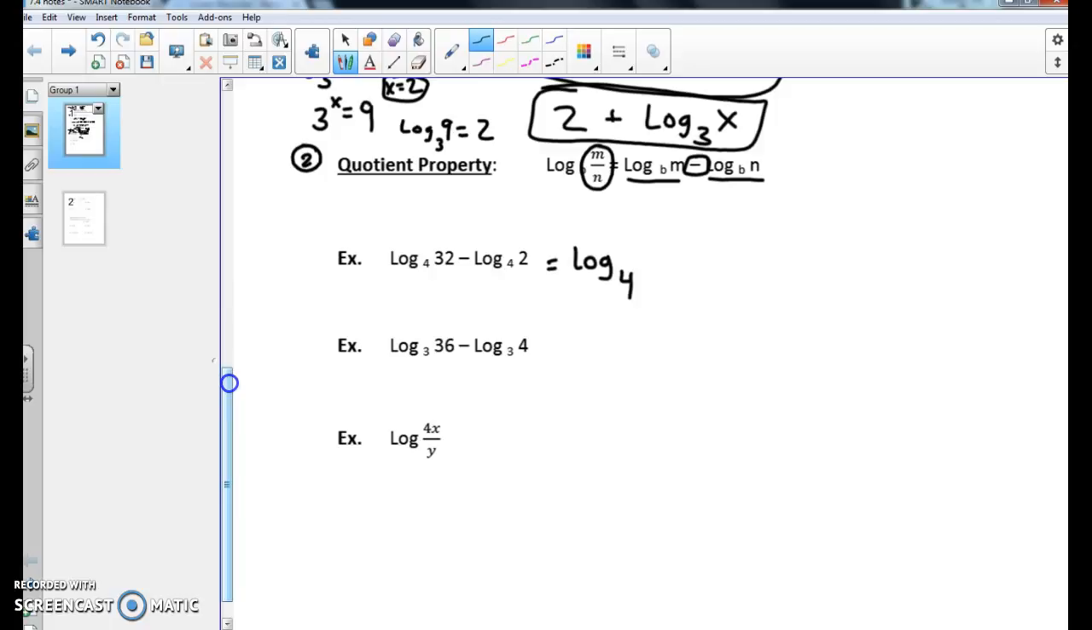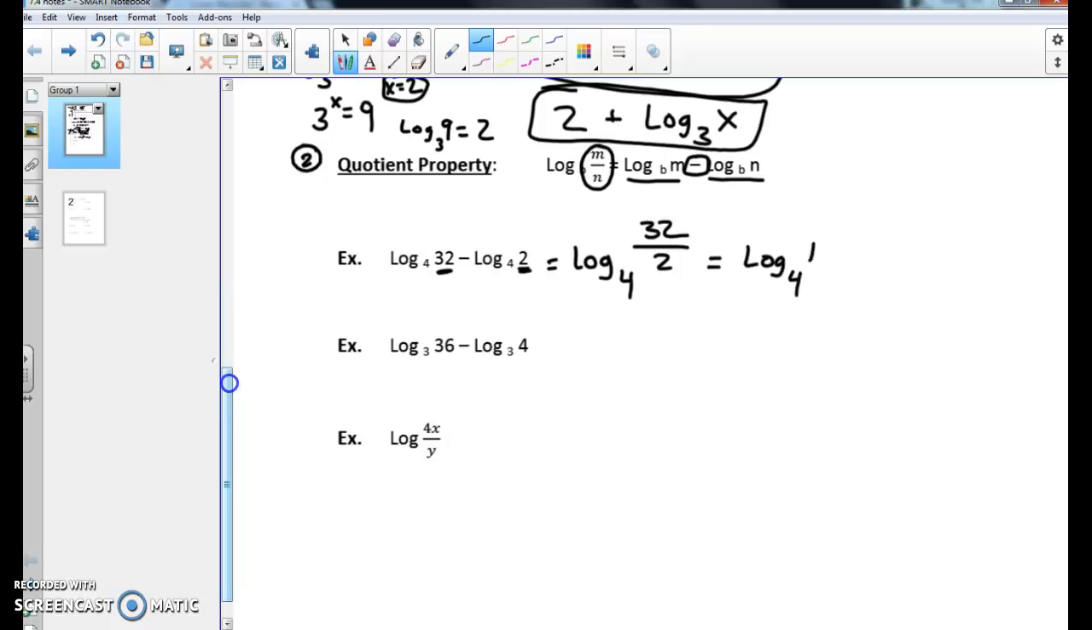It'll be log base 4. The numerator is always the first number. In this case, that's 32. The denominator will be my second one, 2. So it's log base 4 of 32 over 2. What is 32 over 2?